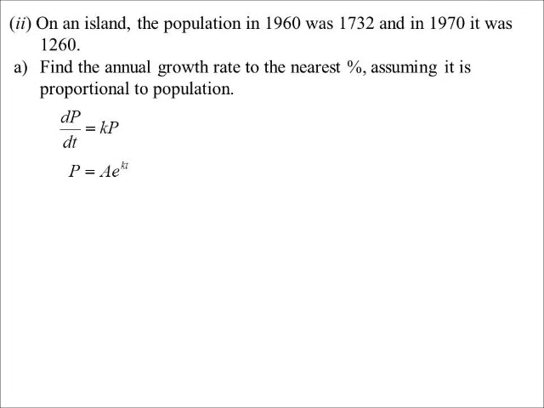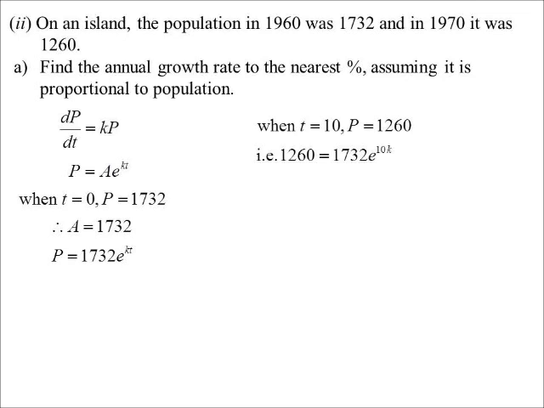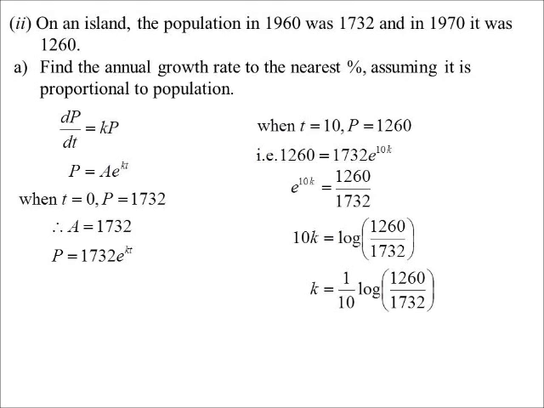Now let's find some of these variables. Initial population is 1,732, so we know A is 1,732. We now need to work out k, because that's what they're asking us to find. Find the growth rate, find k. So we know that after 10 years, the population's 1,260. So subbing that information in, we've got an exponential equation to solve, but we just need to find k. So I'll divide by the 1,732, undo the exponential by logging, and then divide both sides by 10. That would be the exact value, of course.